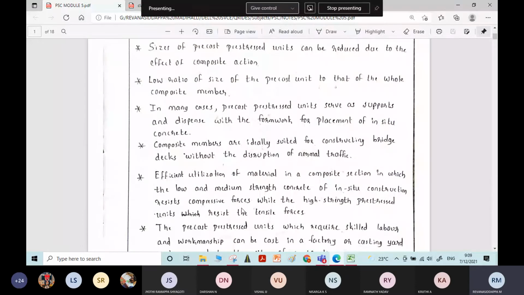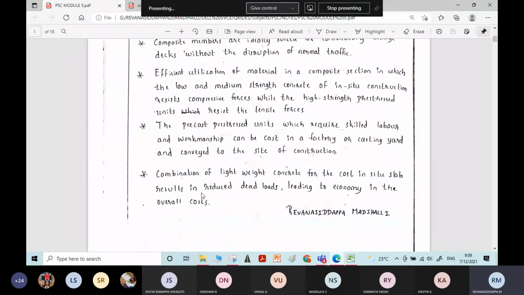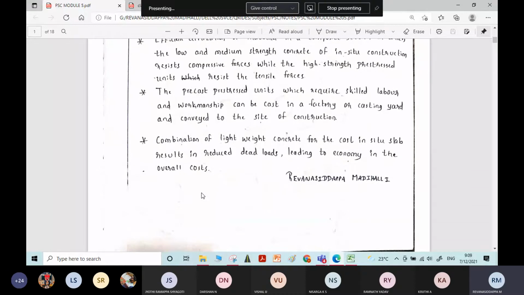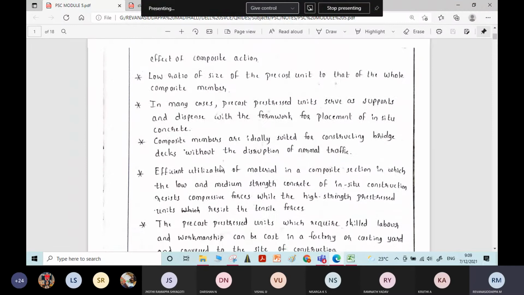Then the composite members are ideally suited for constructing bridge decks without any disruption of the normal traffic. Without disruption of the normal traffic, the process can be carried out. Then the next advantage is efficient utilization of the material in a composite section.